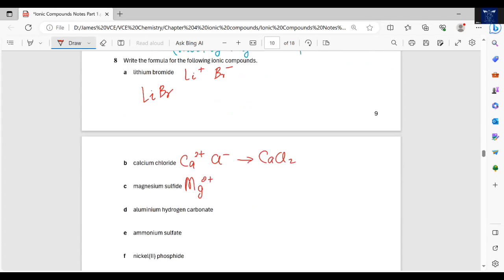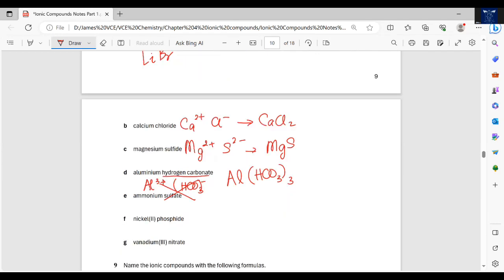Aluminum is Al3 plus. I have written down hydrogen carbonate, which is HCO3 minus. If I cross, because you have to consider this as a single entity, you will get Al(HCO3)3. Ammonium is NH4 plus, and SO4 is 2 minus. When you cross, you will get (NH4)2SO4. So this is ammonium sulfate.